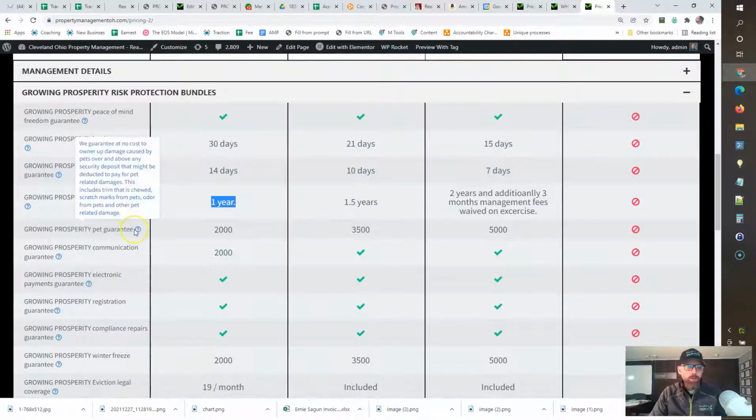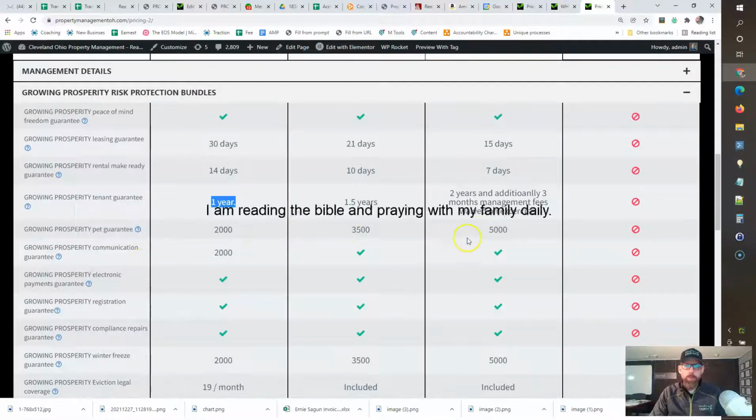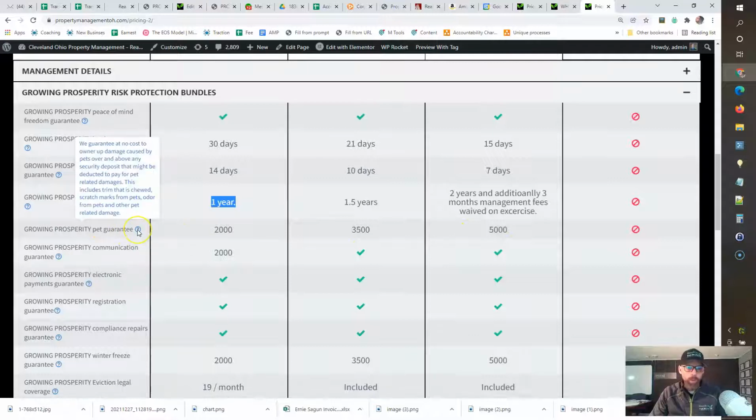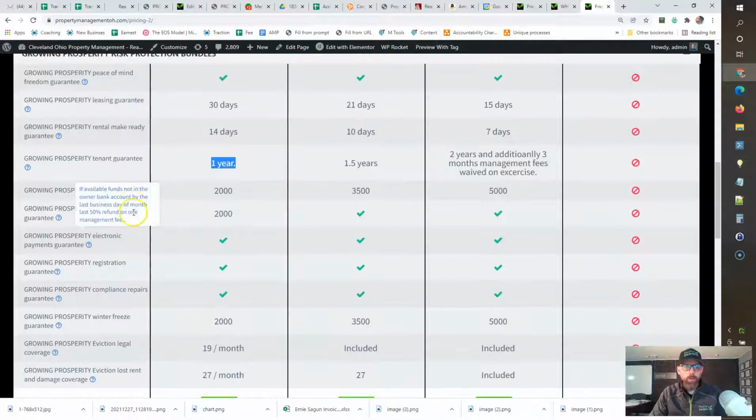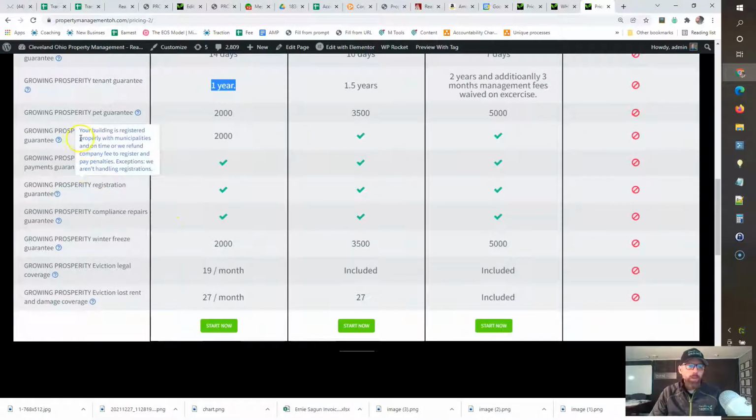The pet guarantee is something that most of you guys know about, but essentially it's $2,000, $3,500, or $5,000 in cost, depending on which profile you are. When we rent and we charge the fee for a pet, not for another animal. Call or email back by end of the next business day or 50% refund on one management fee. Your building is registered. That's a big one, guys.